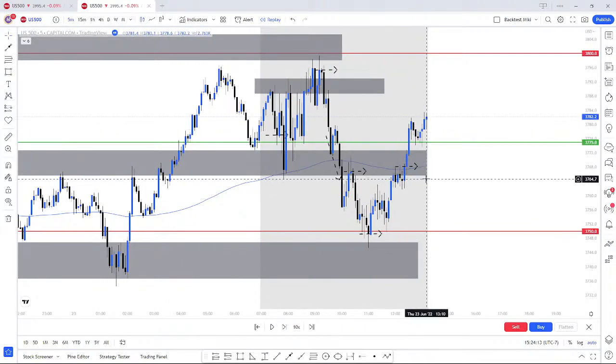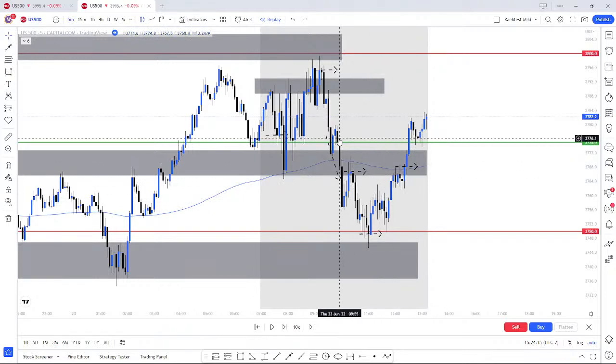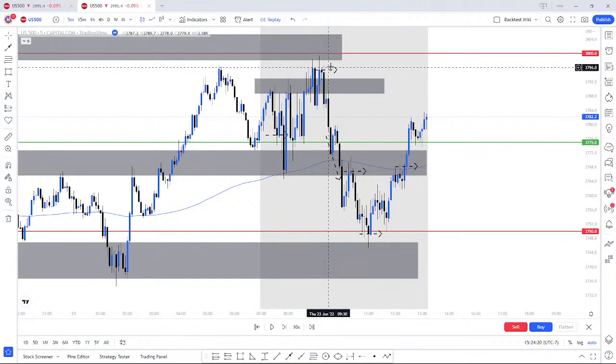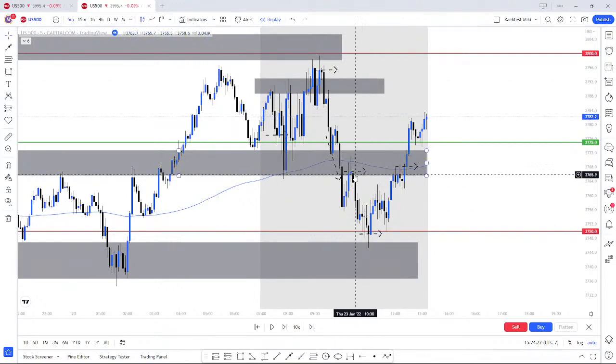And so basically, these are all the trades. This was a bad trade. This was an okay trade. This was a trade I should have taken. This was a trade I should have taken. This was a trade I should have taken.